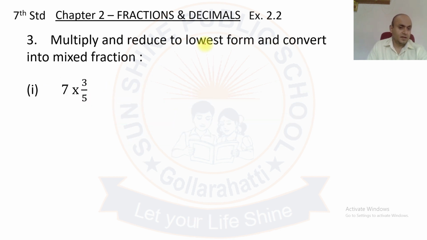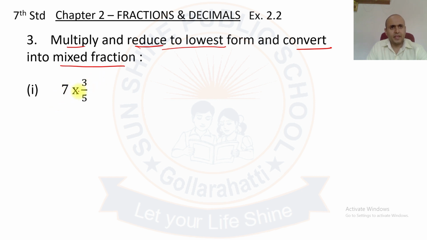Third way: multiply and reduce to lowest form and convert into mixed fraction. So first you have to multiply and then reduce. Multiply, reduce to the lowest form, and then you have to convert into mixed fraction. Here 3 is asked. So let us do it. First you have to multiply.